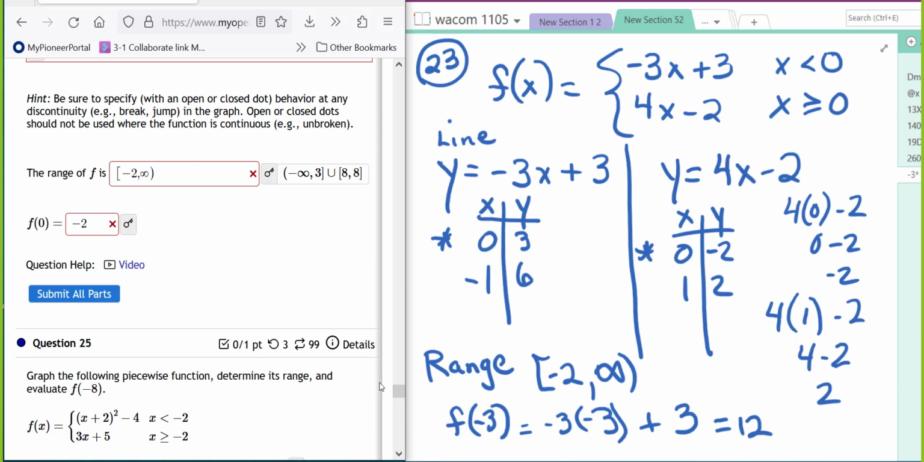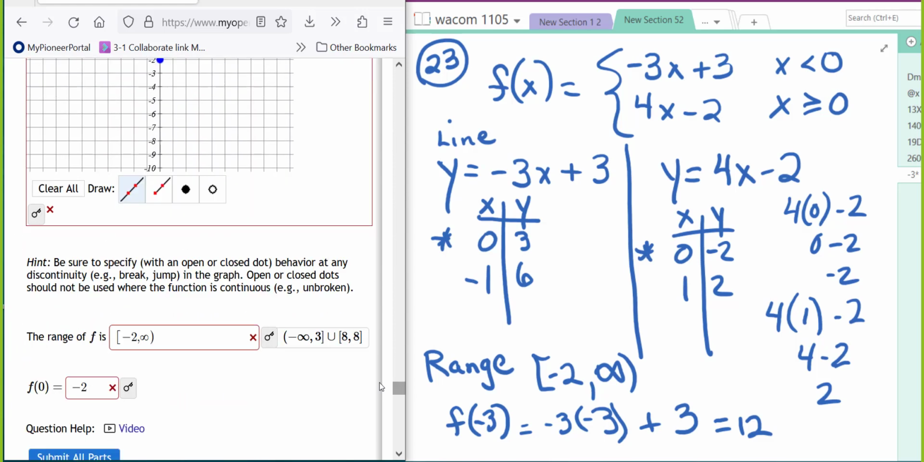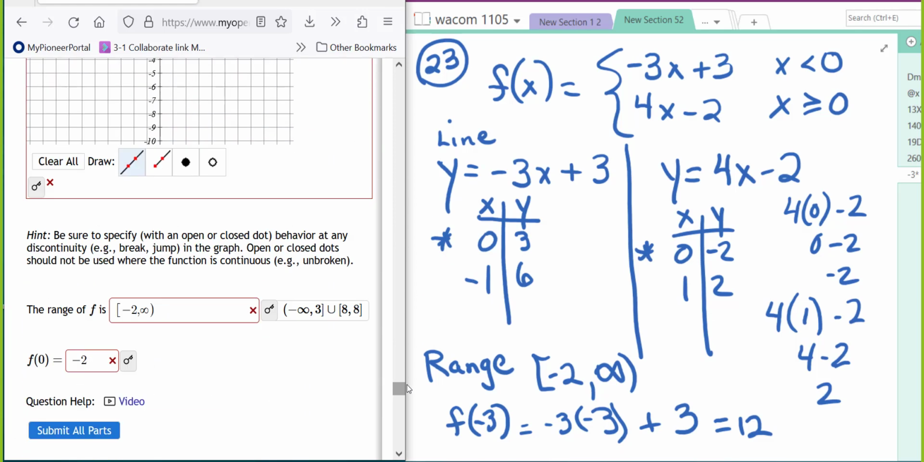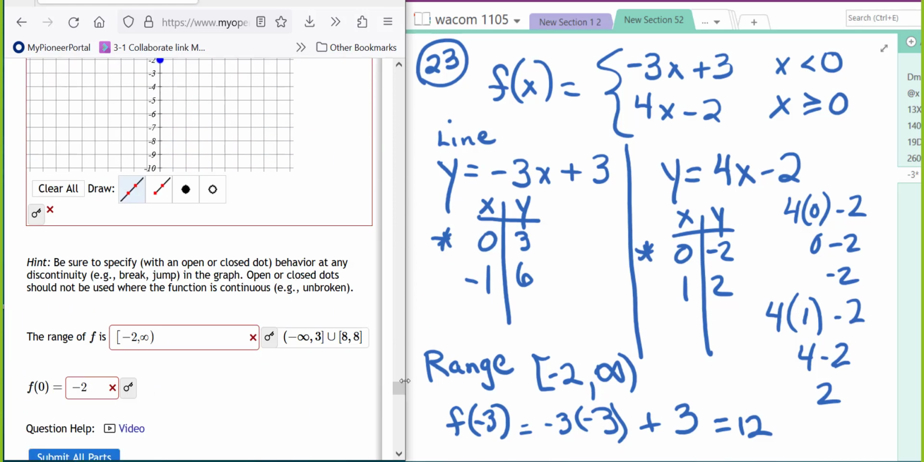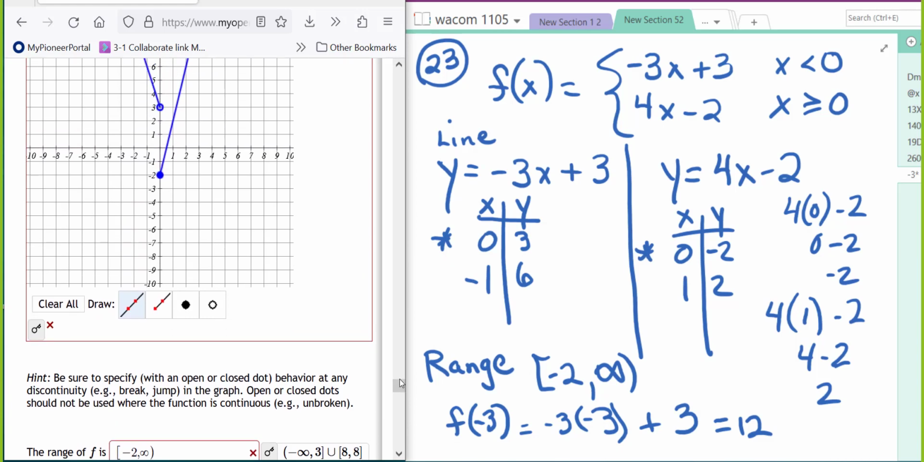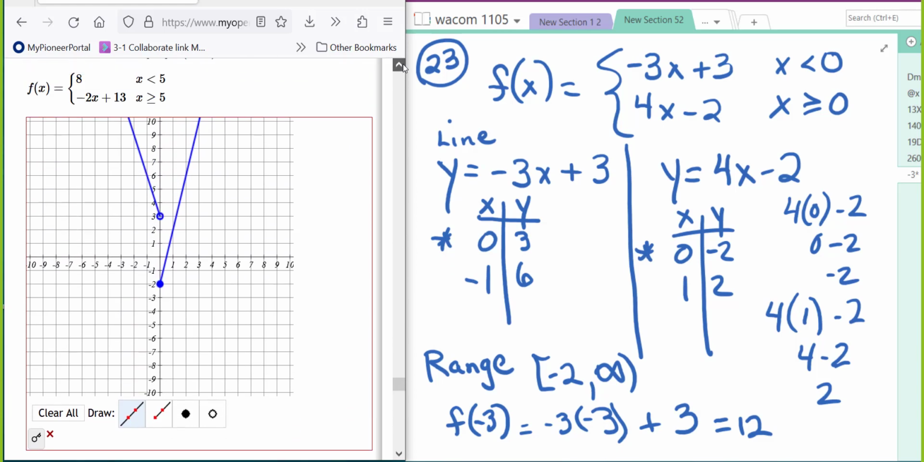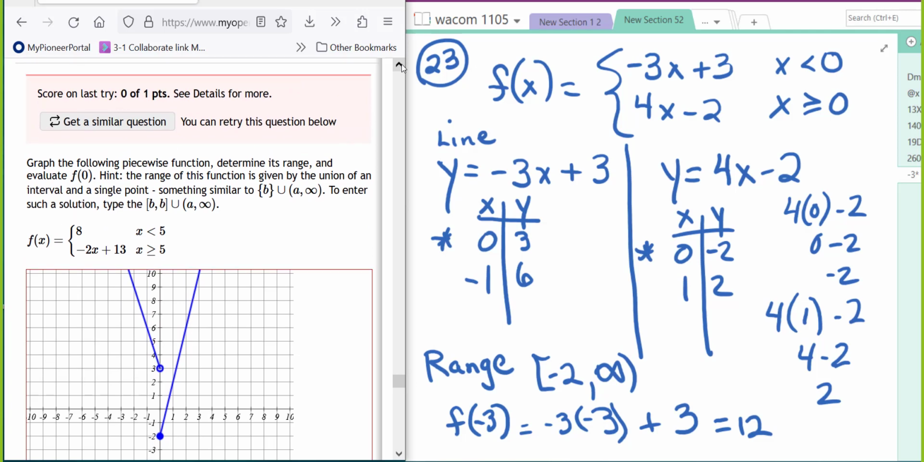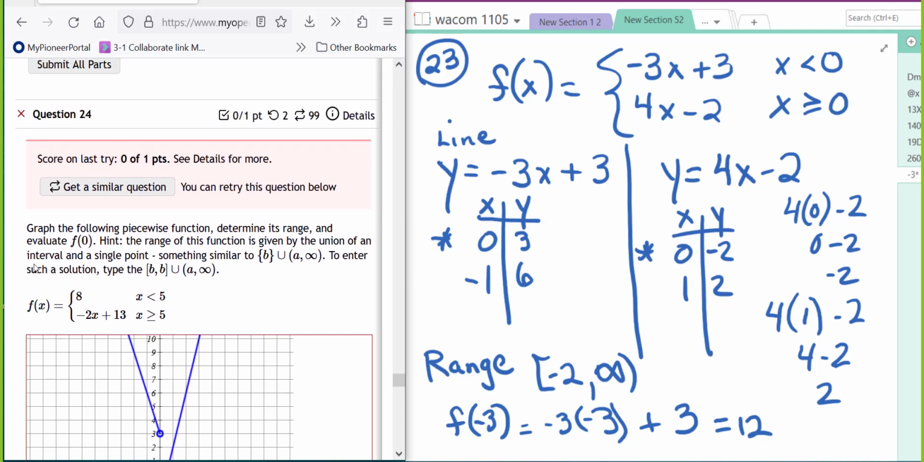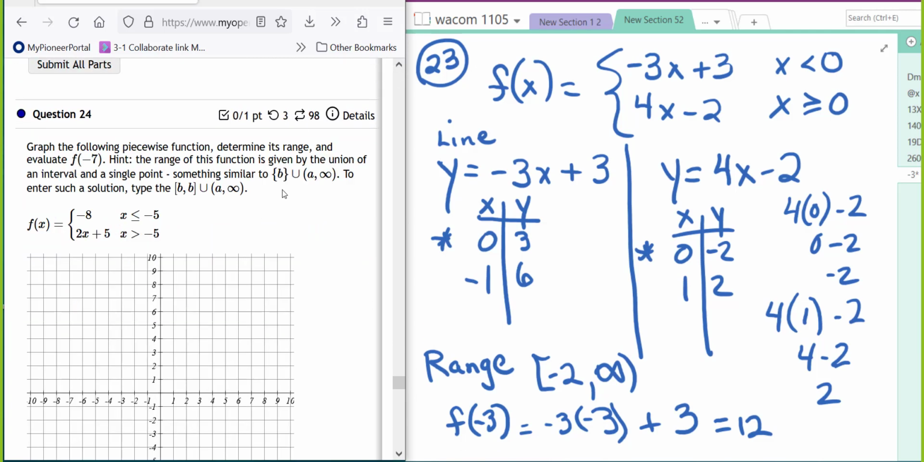Okay, so we practiced there. Let's see. How are we doing for time? So 24 was one I had down to do. And we'll get a new question.